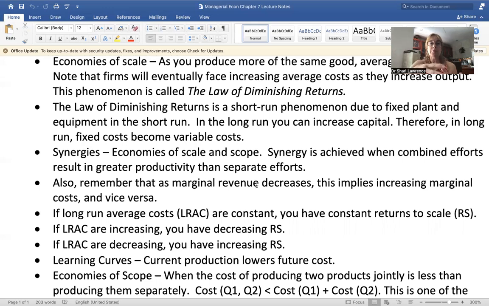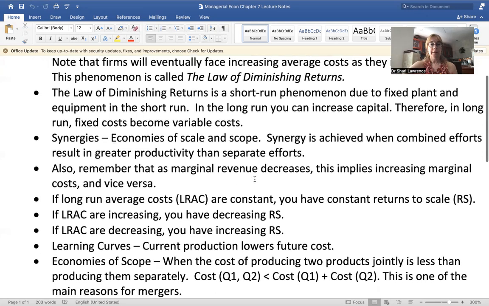increasing. And remember, there's average costs, average revenue, and then there's marginal cost and marginal revenue. The average cost includes your fixed costs, whereas the marginal cost does not include the fixed costs. That's just the cost of producing one more product, and it does not include the fixed costs.